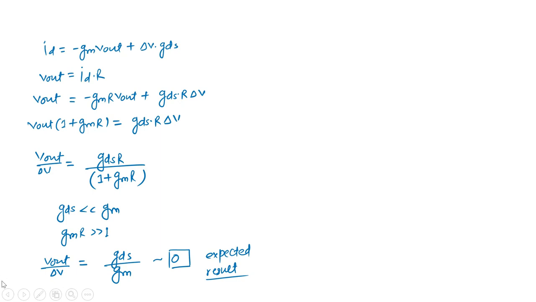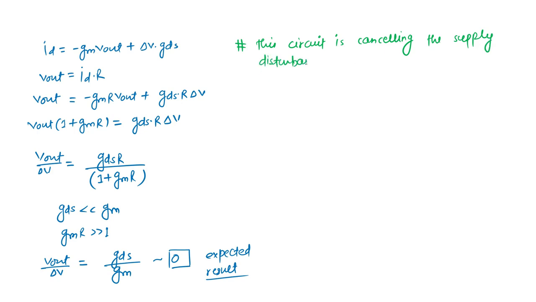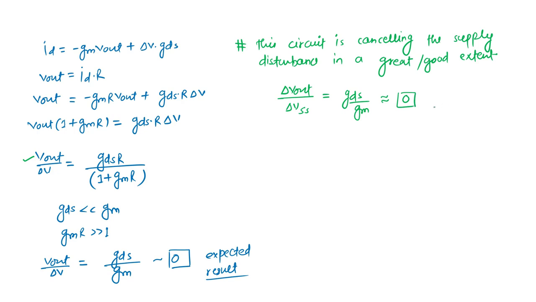So what we can conclude here is that this circuit is rejecting the supply perturbation nicely. This circuit is cancelling the supply disturbance to a great extent, or a good extent, I can say. We are seeing that this particular gain, I should say del V out by del V, or V out, which is also a small signal voltage, but I'm writing del V out to make it look good, is called the supply rejection. This is nearly GDS by GM. It nearly comes to 0 because GM is much greater than GDS.